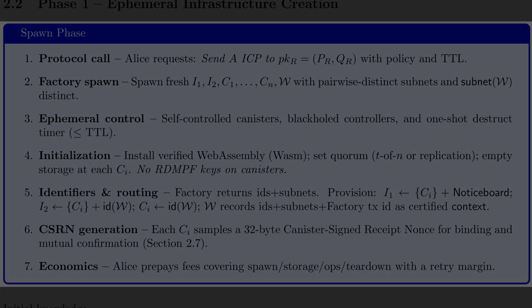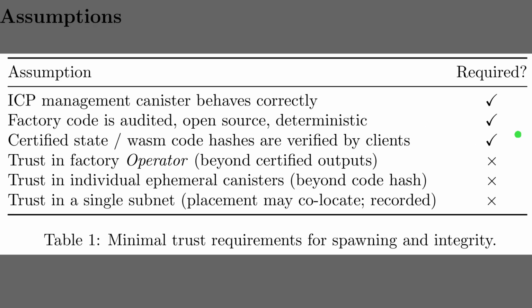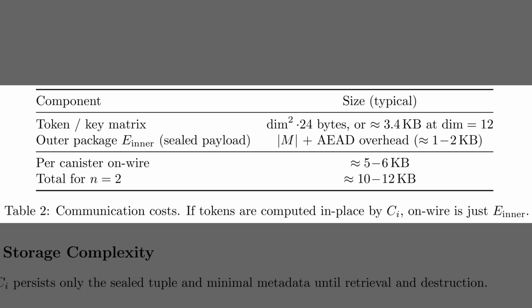Finally, step 7 handles the economics, where Alice prepays all fees up front to cover the life cycle of these short-lived components. Well, following the spawn mechanics, Table 1 outlines the minimal trust assumptions that underpin this architecture. The top 3 rows identify what is strictly required. The underlying ICP management canister must function correctly, and the factory code must be open source and audited. But arguably more important are the bottom rows, which indicate what is excluded. The system does not demand trust in the factory operator or individual ephemeral canisters, because clients verify the certified code hashes directly.